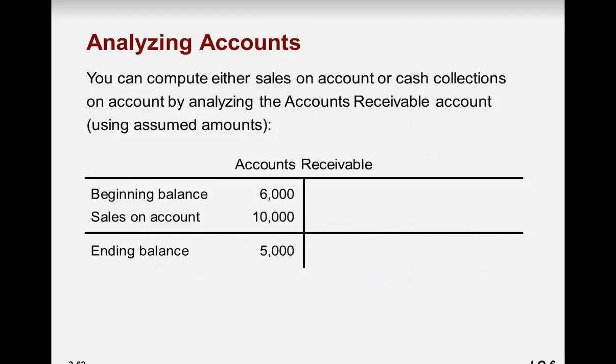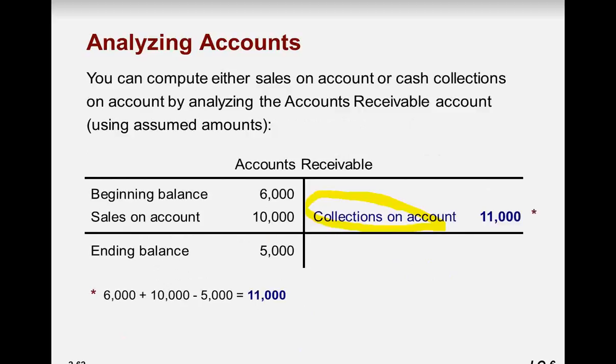So we can compute either sales on account or cash collections on account by analyzing accounts receivable, assuming the amounts. So if we had $6,000 and we had sales on account of $10,000 and our ending balance of $5,000, then how much did we collect? So how much would we have to collect? We have $16,000, $5,000 left. What do you think? The answer to that would be $11,000.